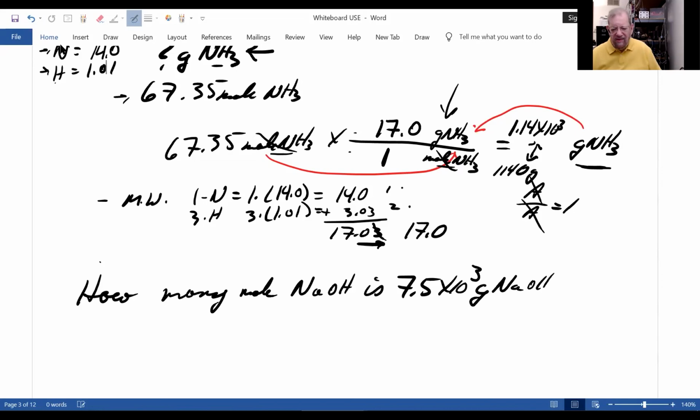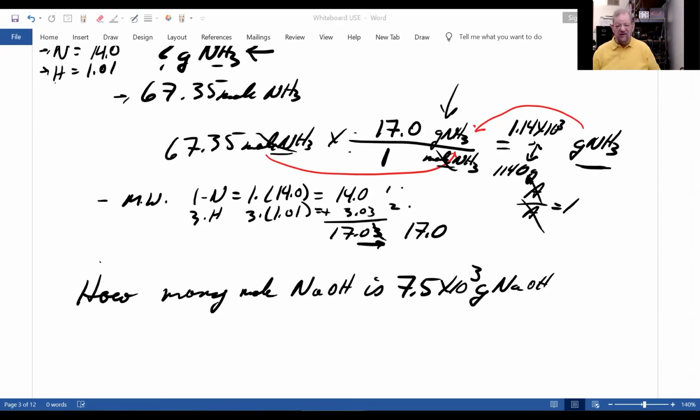Dr. White, on that last problem, with the 3 significant figures, you have to put in the 0 after it, correct? Hold on. Can you repeat that again? For your answer, you got 114. Is that a 0 after it, correct? Yes. Let's take a look.